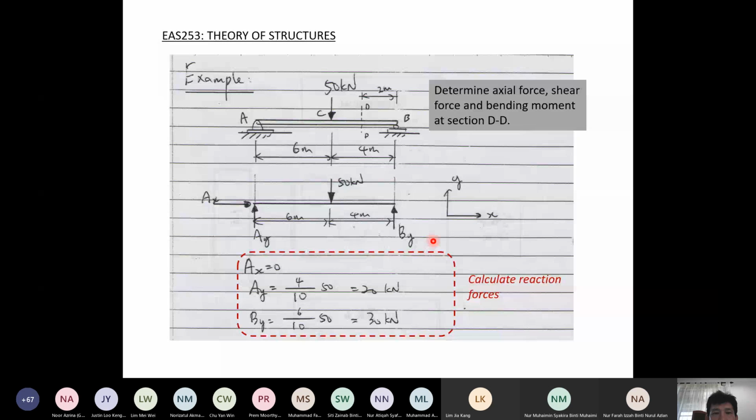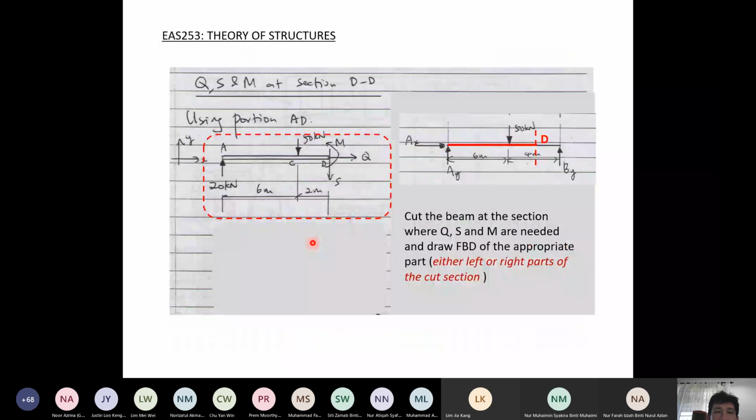Here it is using the method of ratio in order to get the reaction forces AY and BY, and AX is equal to 0. Now, to get internal forces, class, you must cut at the place where the internal forces are needed. So we are asked to calculate internal forces at D here. Where is D? D is 2 meters from C or 8 meters from A. So it is important to know where the section is, where you are required to know the internal forces.